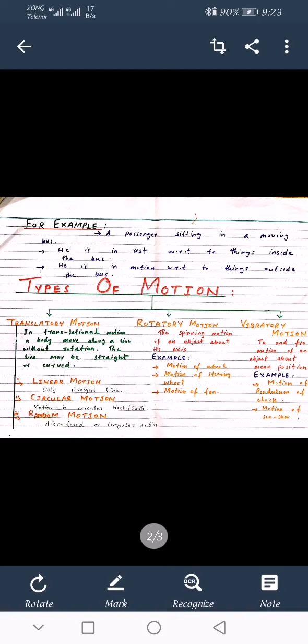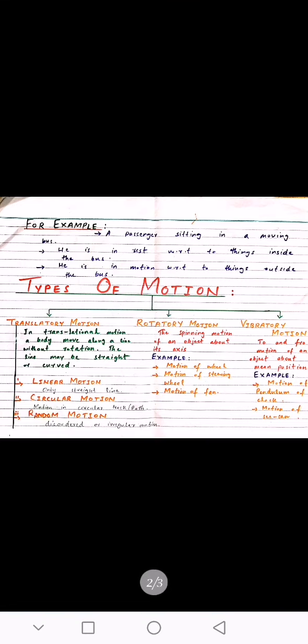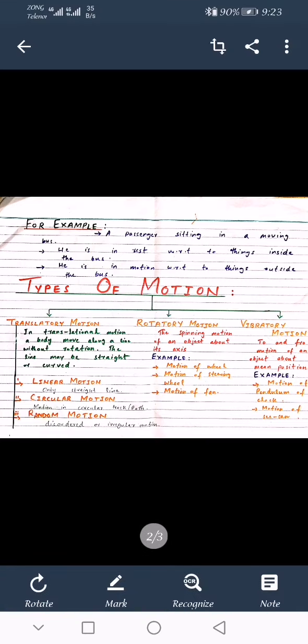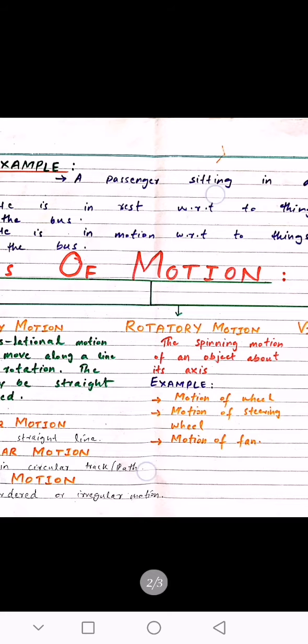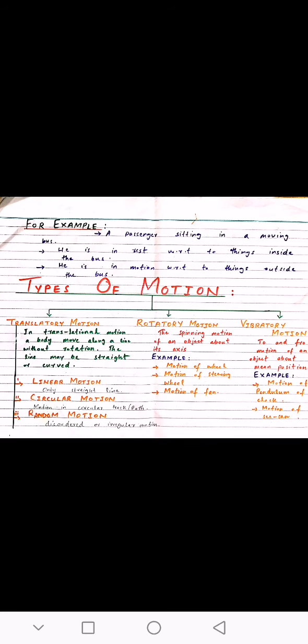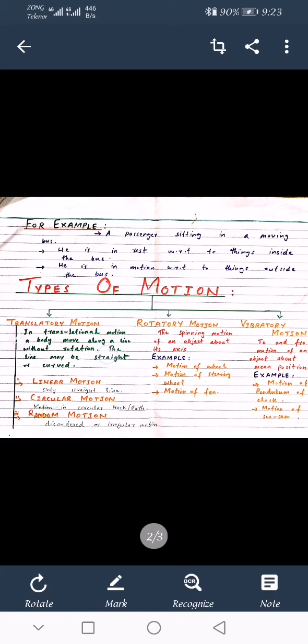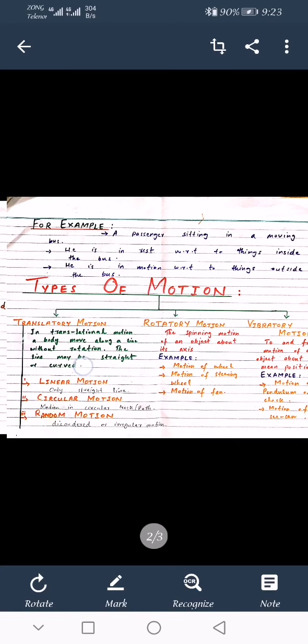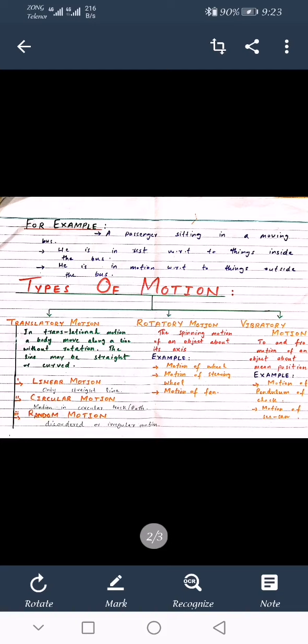Now next, we move towards the types of motion. There are three main types of motion we discuss here. The first one is translatory motion, the second one is rotatory motion, and the third one is vibratory motion. So these are the three basic types of motion. In translational motion, a body moves along a line without any rotation. The line may be straight or curved. So in translatory motion, there is no rotation; the body moves along a line without any rotation. The line may be straight or curved.